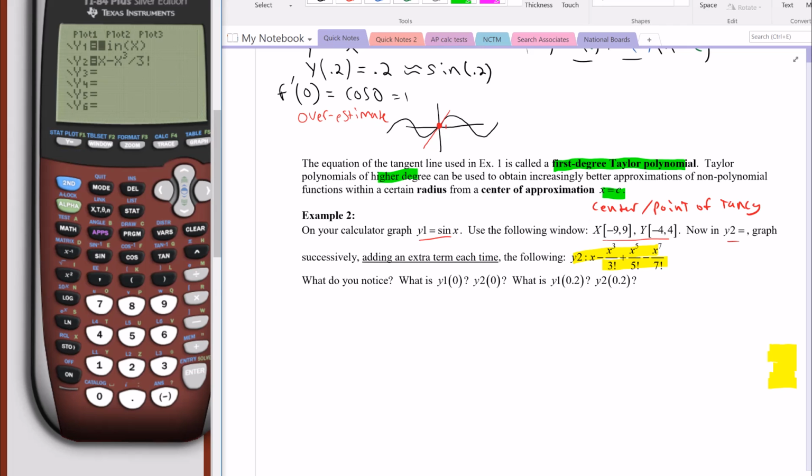Okay, so we're going to add another one. Plus x to the fifth divided by 5 factorial. And then we can see how accurate this one is. There's our sine curve again, and even better, right? So it's getting closer to the sine curve as we go, and so we could do yet another one.